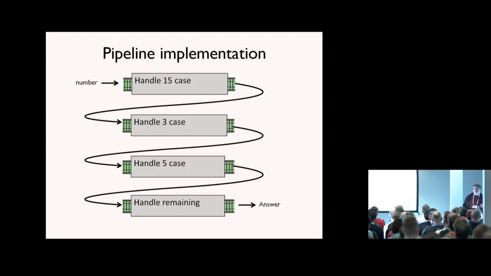All right. But, okay, we're going to do the pipeline model of FizzBuzz. So the pipeline model, we're going to have to handle the 15 case, we're going to handle the 3 case, the 5 case, and then we're going to have a last step where we handle the remaining cases. All right, just like all the other ones. So the question is, what are these handlers? How do we handle a particular number?